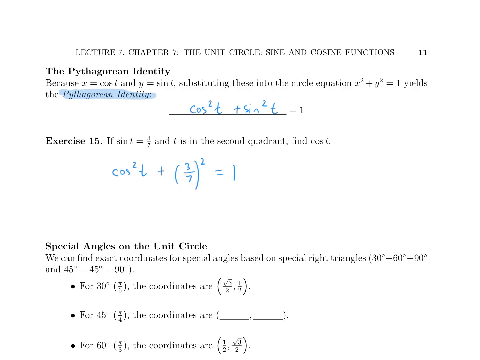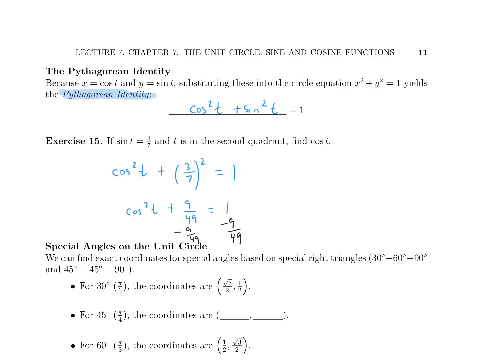So all I did was I replaced sine with 3/7, and I'm not forgetting the square. Okay, so if I square this fraction, 3/7 squared is going to be 9 over 49. So now we have cosine of t squared plus 9 over 49 is equal to 1. Now we can subtract 9 over 49 from both sides.